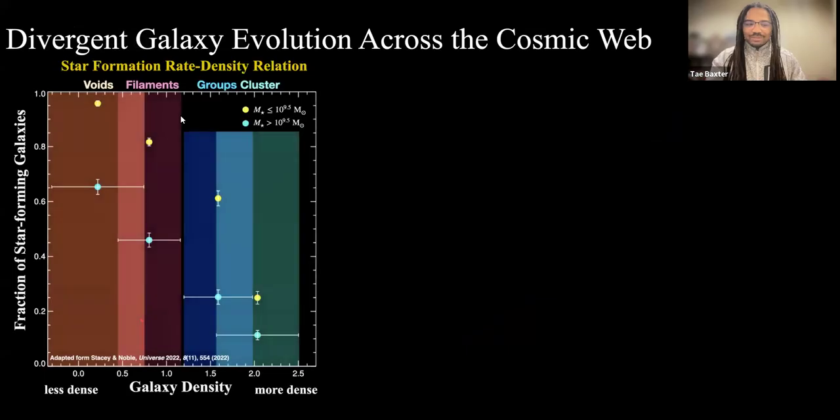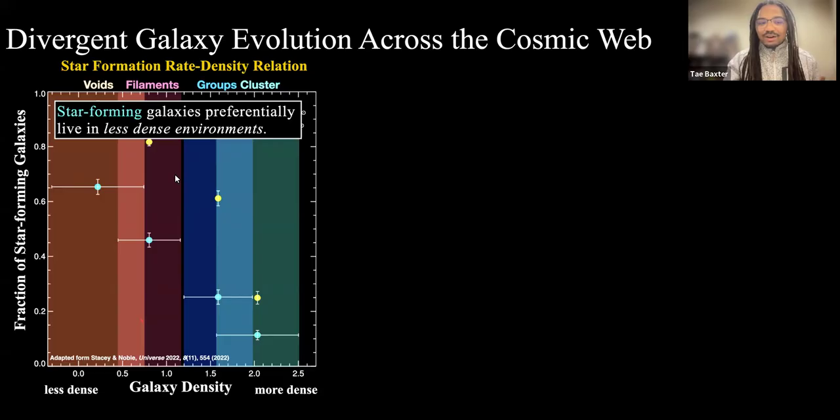So, as an example, this is a plot. The y-axis shows the fraction of star-forming galaxies. So 0 means there are no star-forming galaxies, 1 means they're all star-forming. And on the x-axis, going left to right, you're going from less dense regions, kind of these voids, to filaments, groups, and clusters, to the most dense regions. And what we find is that galaxies that live in the dense regions are preferentially no longer forming stars. Their star formation has shut down. So this tells us that there's some physics going on that's suppressing star formation.